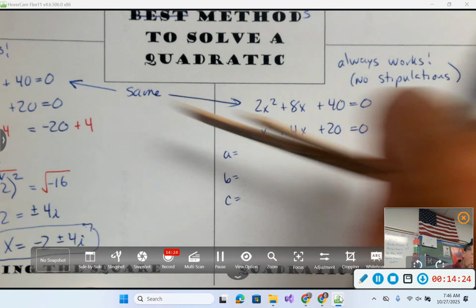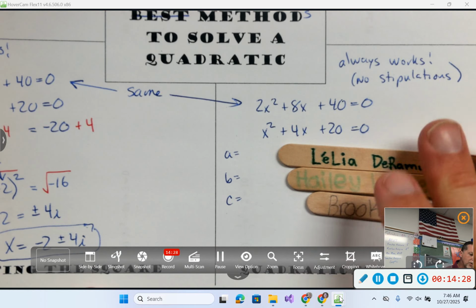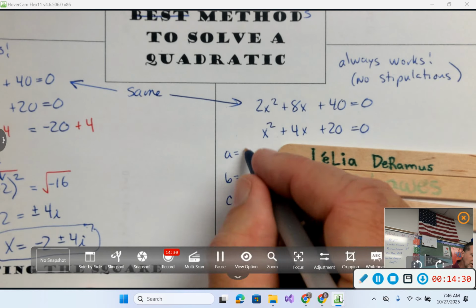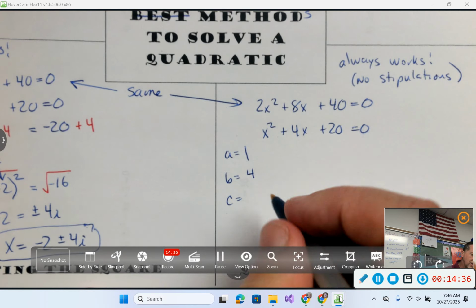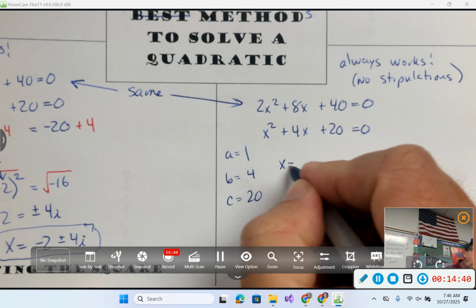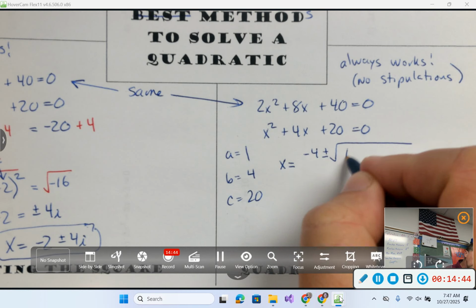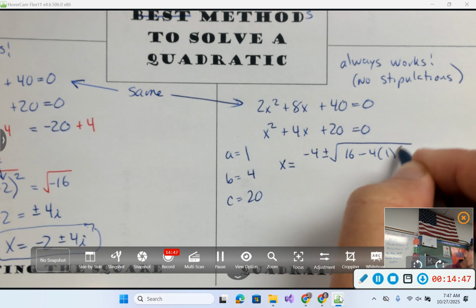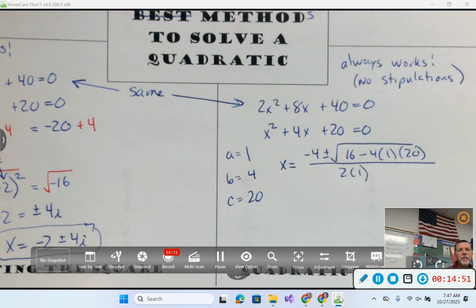Okay, let's go A, B, and C here, and then I'll sing the song. Layla, what's A equal to? 1. Haley, B is equal to? And Brooklyn, C is equal to? 20. Okay, x equals negative b plus or minus the square root b squared minus 4ac all over 2a.